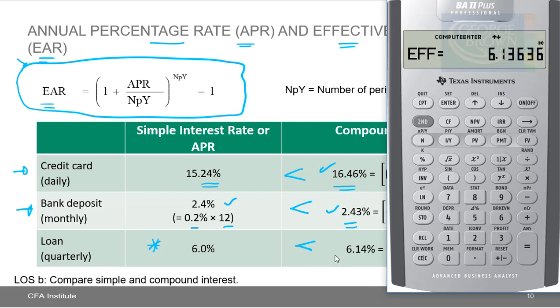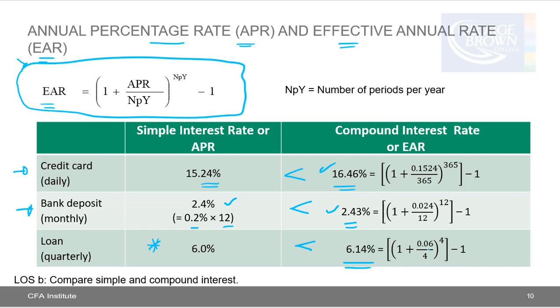6.13636. Yes, that's rounding to 6.14. So that's a little bit of calculator skills for you. Nice to know, not need to know. But I find sometimes using the functionality on the calculator is a lot easier than using the algebra.